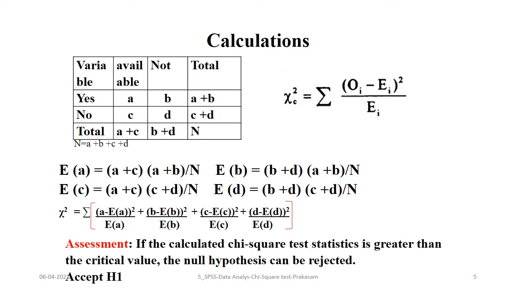If you look at that, chi-square is the summation of the cell frequency of A minus the expected value of EA whole square divided by EA, plus cell frequency of B minus expected value of B whole square divided by expected value. Similarly, C and D are given. From this we can calculate the chi-square value. This is the calculated value. If the calculated chi-square test statistic is greater than the critical value, then the null hypothesis is rejected and H1, the alternative hypothesis, is accepted.